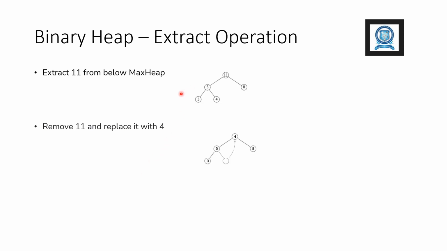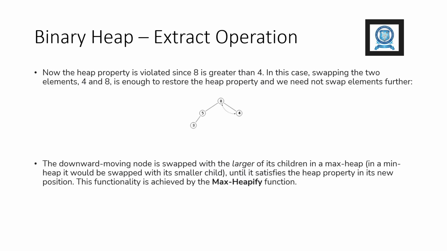Here is an example for the extract operation. So this is the given max heap. First extract 11 from the max heap. If we remove 11, we have to replace it with 4. Now the heap property is violated since 8 is greater than 4. In this case, swapping the two numbers 4 and 8 is enough to restore the heap property, and we need not swap elements further. The downward moving node is swapped with the larger of its children in a max heap. In a min heap, it would be swapped with its smaller child until it satisfies the heap property in its new position. This functionality is achieved by the max heapify function.